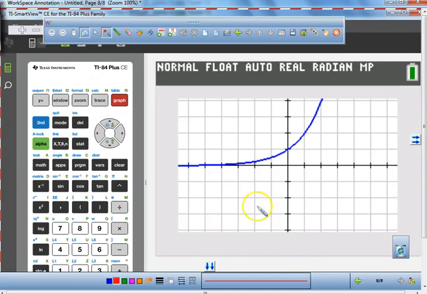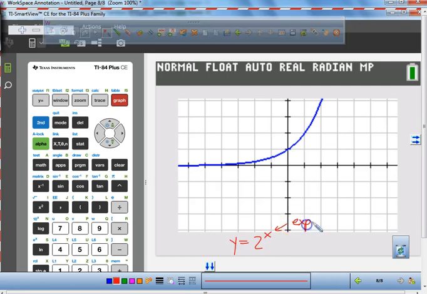By the way, when I said y equals 2 to the power of x, where is that x value located? Up where there's something called a what? Exponent. Everybody, this is called an exponential function.